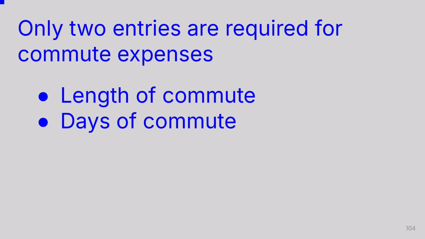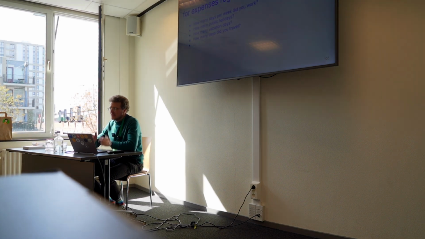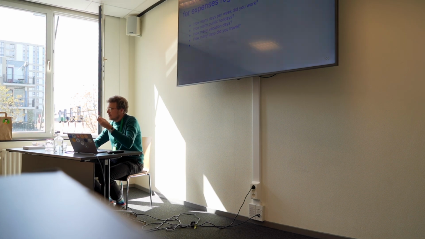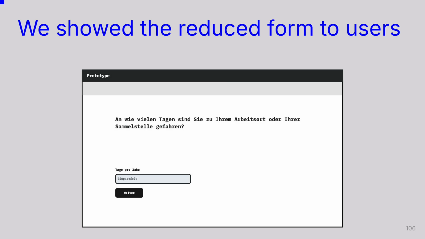And there are actually 2 things that are just necessary to calculate, and that is the length of the commute and the days, like how often you're actually commuting to work. But in the tax declaration, there are actually 10 fields, because they are asking how many days per week do you work, how many public holidays did you have, how many vacation days, how many days did you travel, etc. But the necessary inputs were just 2 fields. So we showed this reduced form to the users, and to our surprise, they didn't like it.